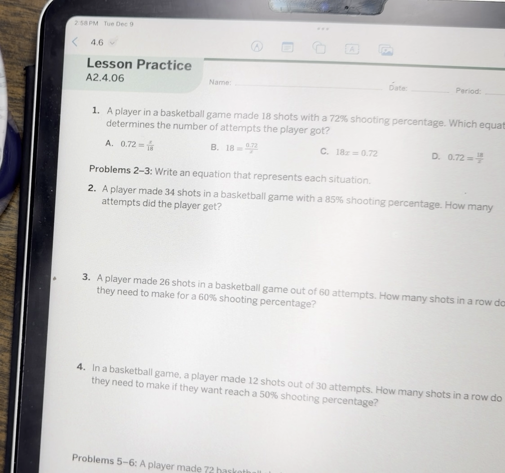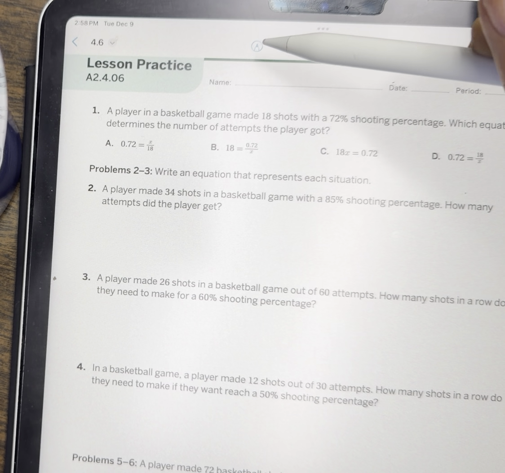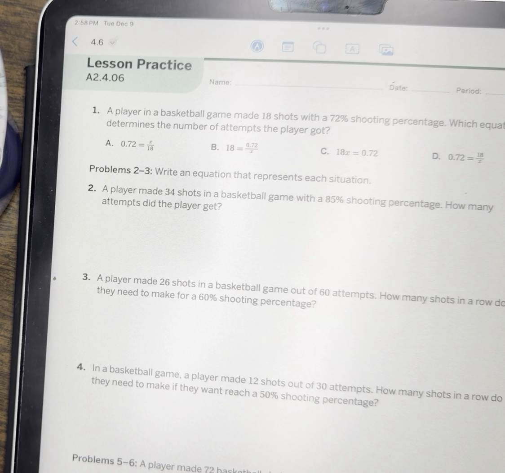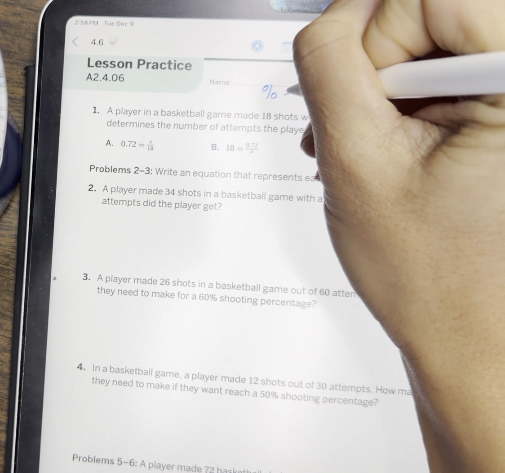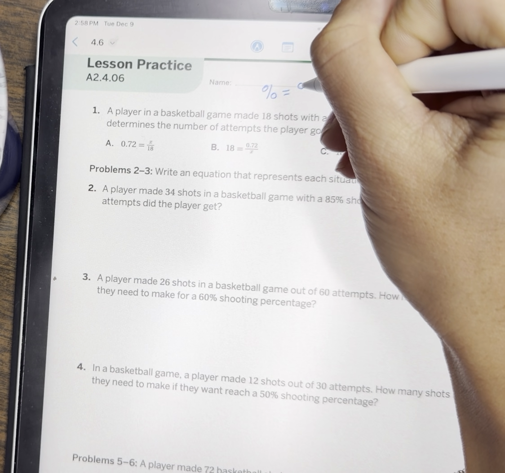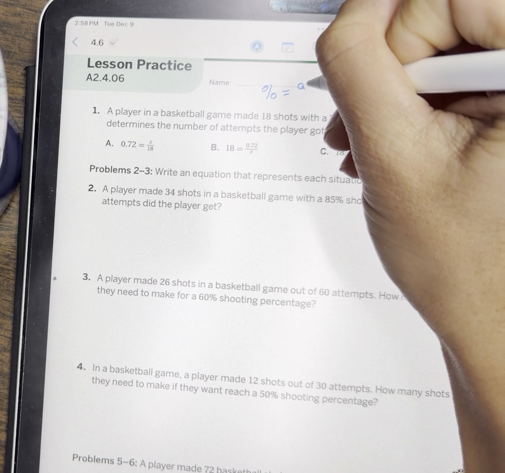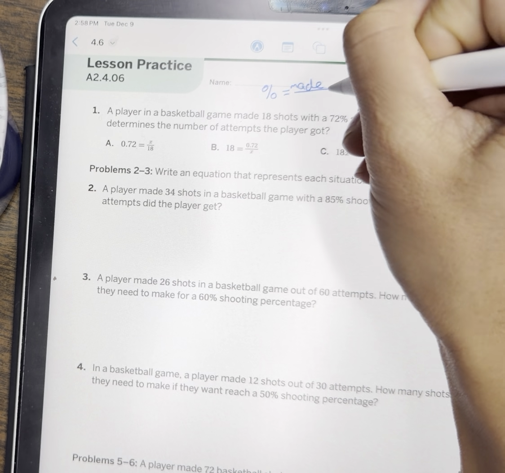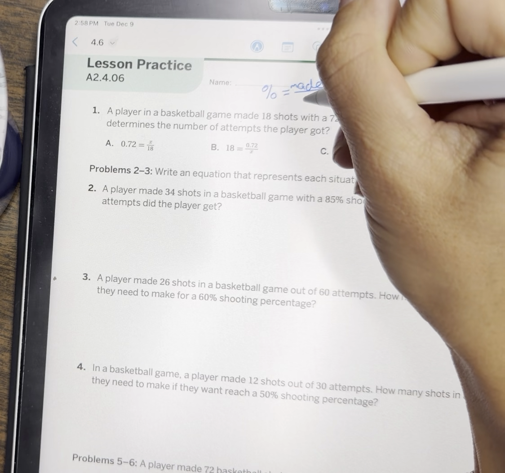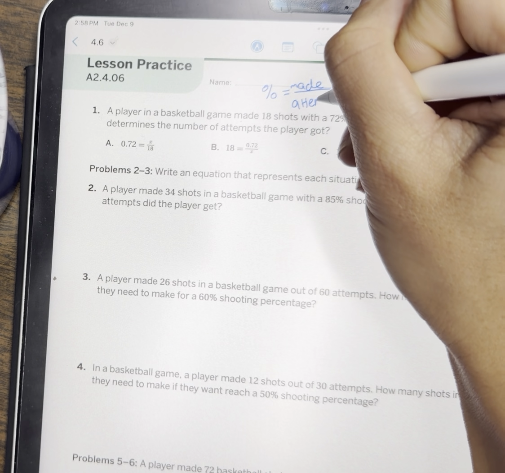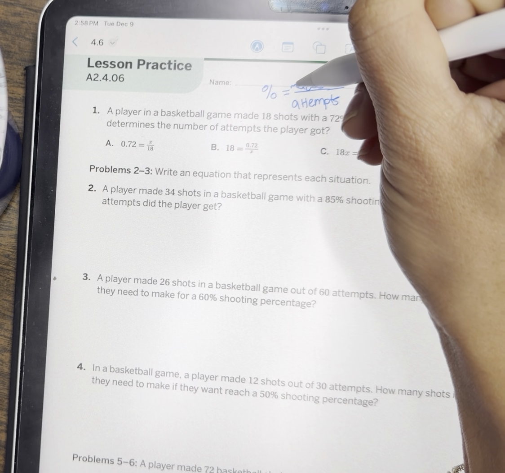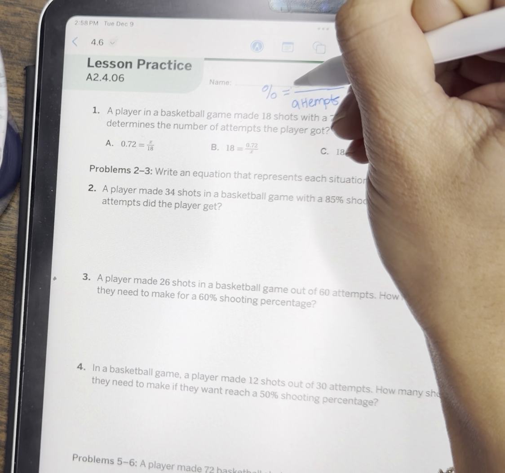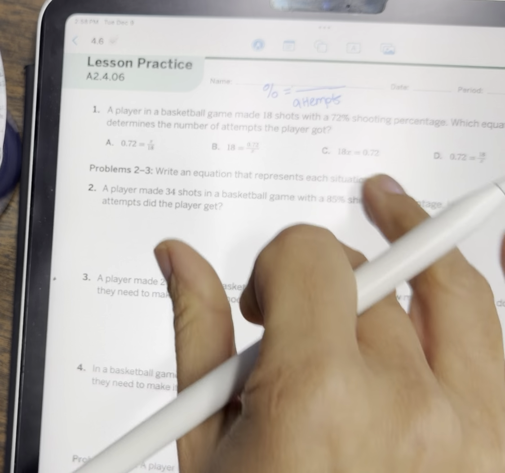All right, 4.6. Let's do 4.6. In this section, we learned that our shooting percentage is equal to our shots made divided by attempts. And actually, I'm going to change it. I just don't like the way that looks. I'm going to change it to success. I don't know. Let's just say shots made. I don't want you guys to get confused.